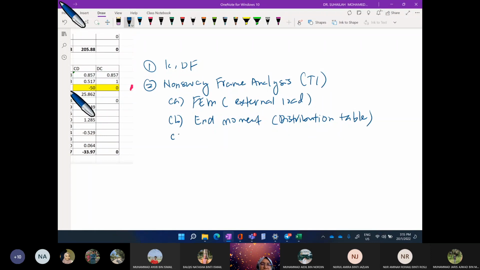Okay, and actually we have another step. The third step in non-sway frame analysis is to calculate the value of the restraining force. Actually this morning I have explained about 2A. I have also explained about 2B, but I have not yet explained how to calculate the restraining force. And then just now I explained step number 3, where we have side sway frame analysis.